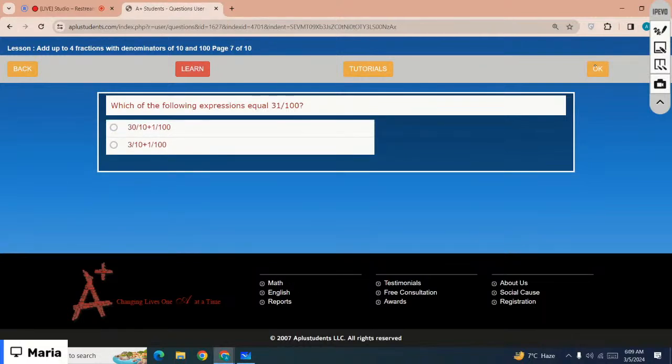Which of the following expressions equals 31 by 100? Which is the correct option? Yes, that is option number 2. 3 over 10 plus 1 over 100, right? Okay, you can complete the lesson by yourself later today. Let me just move on to the next lesson.